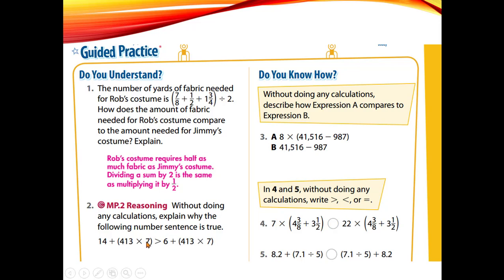So just for example, let's say the answer of this is 3000. 14 plus 3000 is greater than 6 plus 3000. Adding 14 to something is for sure greater than adding 6 to the same something. Okay? So we will say here adding 14 gives a greater sum than adding 6 to the same quantity. This is the same quantity, 413 times 7, and here 413 times 7.